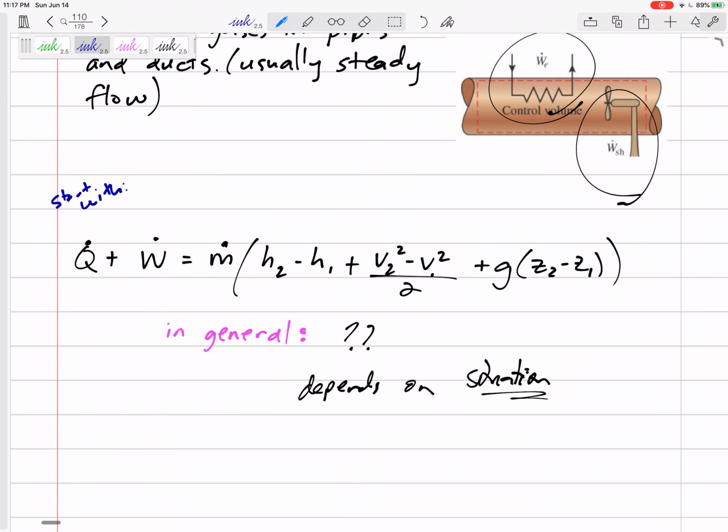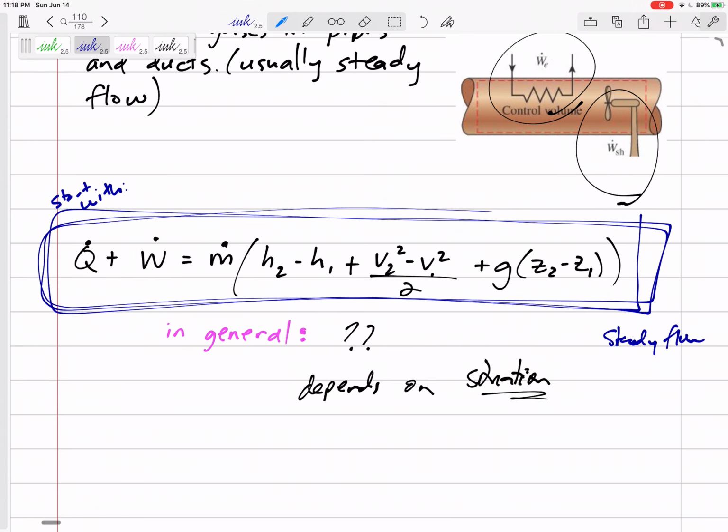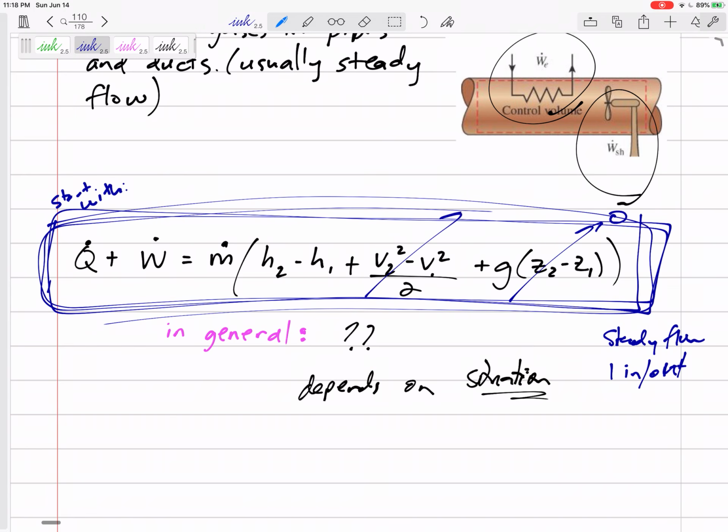And so my advice for you is to take this equation right here and start with this equation for a steady flow, one inlet, one outlet. Start with this one. And if they don't mention the change in height, it's 0. If there's not much mention about the changes in velocity, it's 0. Is there any work crossing the boundary? Is there any Q crossing the boundary? And then a lot of those will go to 0. It just is dependent on the situation.